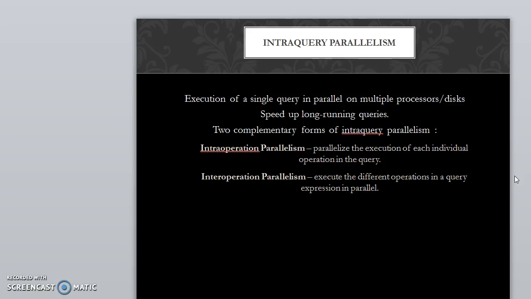There are two forms of intra-query parallelism: intra-operation parallelism and inter-operation parallelism. Intra-operation parallelism executes an individual operation in parallel, and inter-operation parallelism executes the different operations of a query in parallel. It doesn't execute the operations simultaneously.